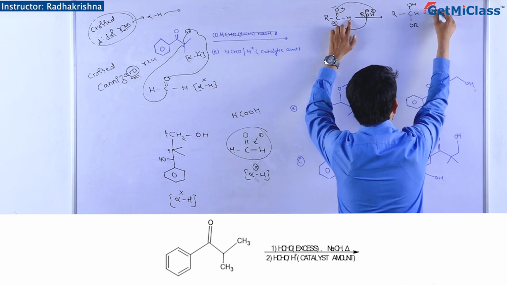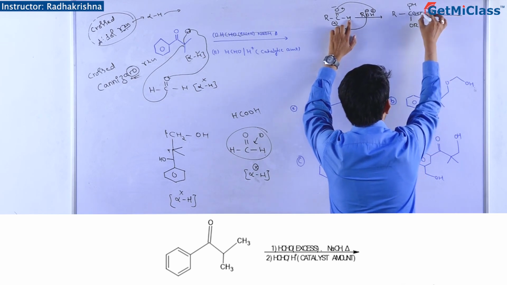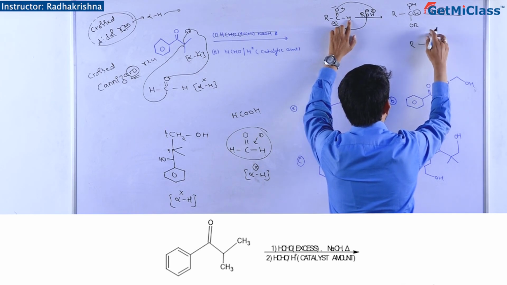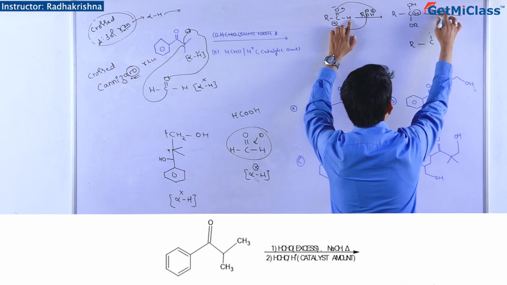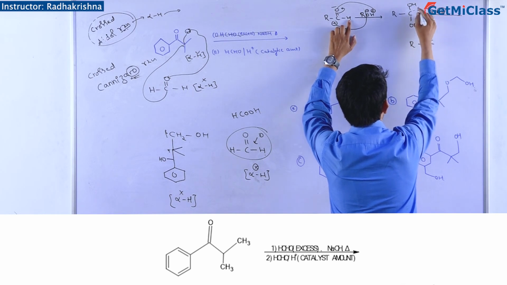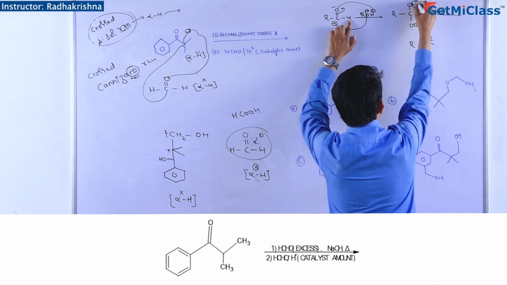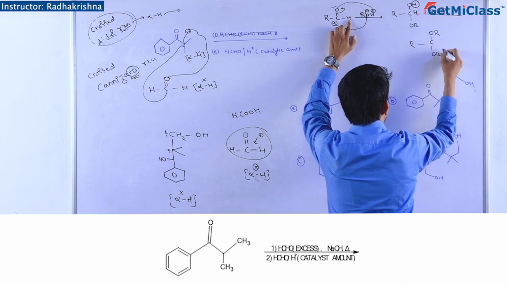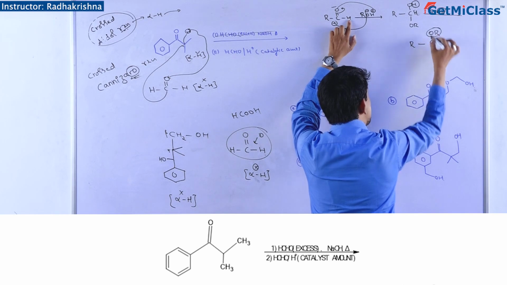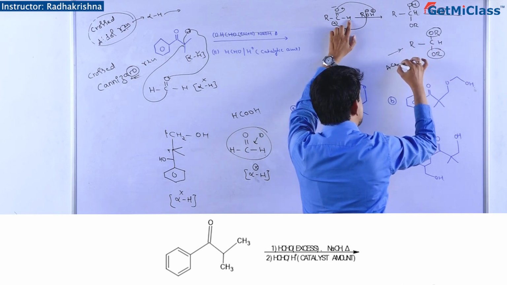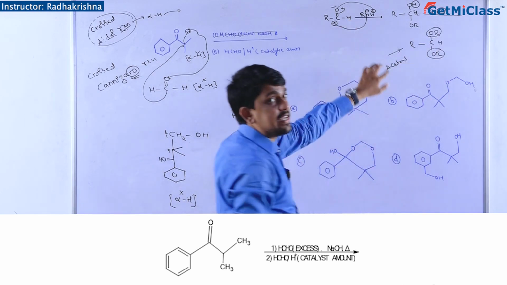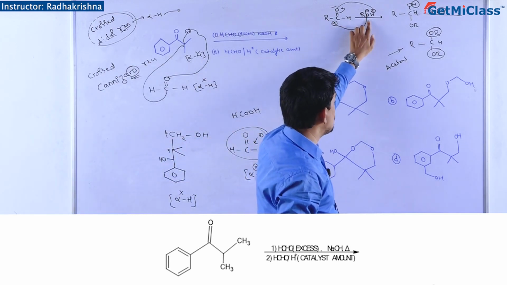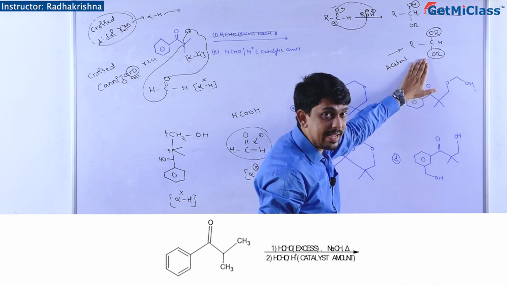Further, when you treat with alcohol, I know that this H and OH go out as water, and the final product I am writing looks like this. Sorry, not this H, this H. This H and OH went out as water. What is remaining? OR and OR. It is a geminal dialkoxy compound and we call it acetal. So the final product we get is acetal. We studied this in the boards. Aldehyde with alcohol, the final product you will get looks like this.